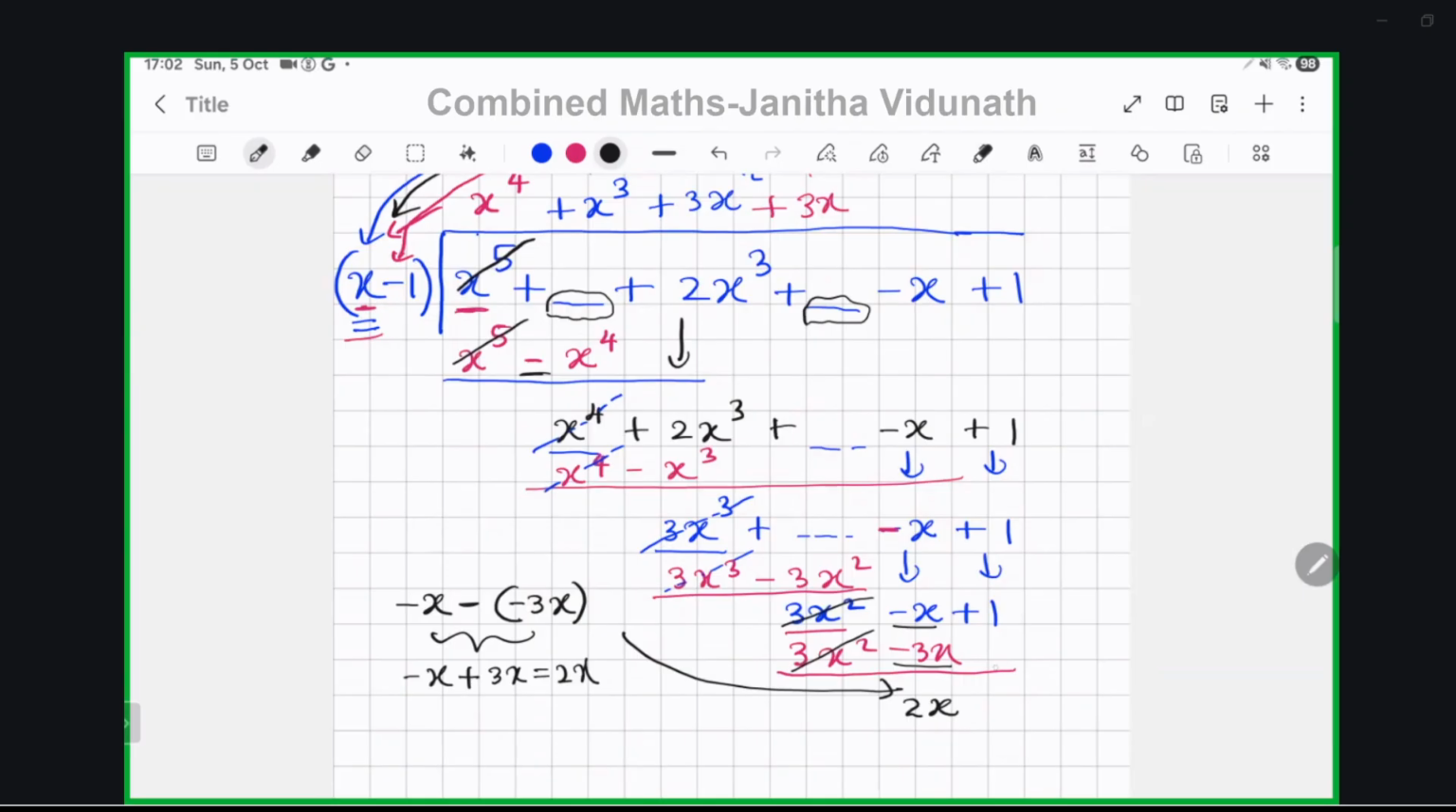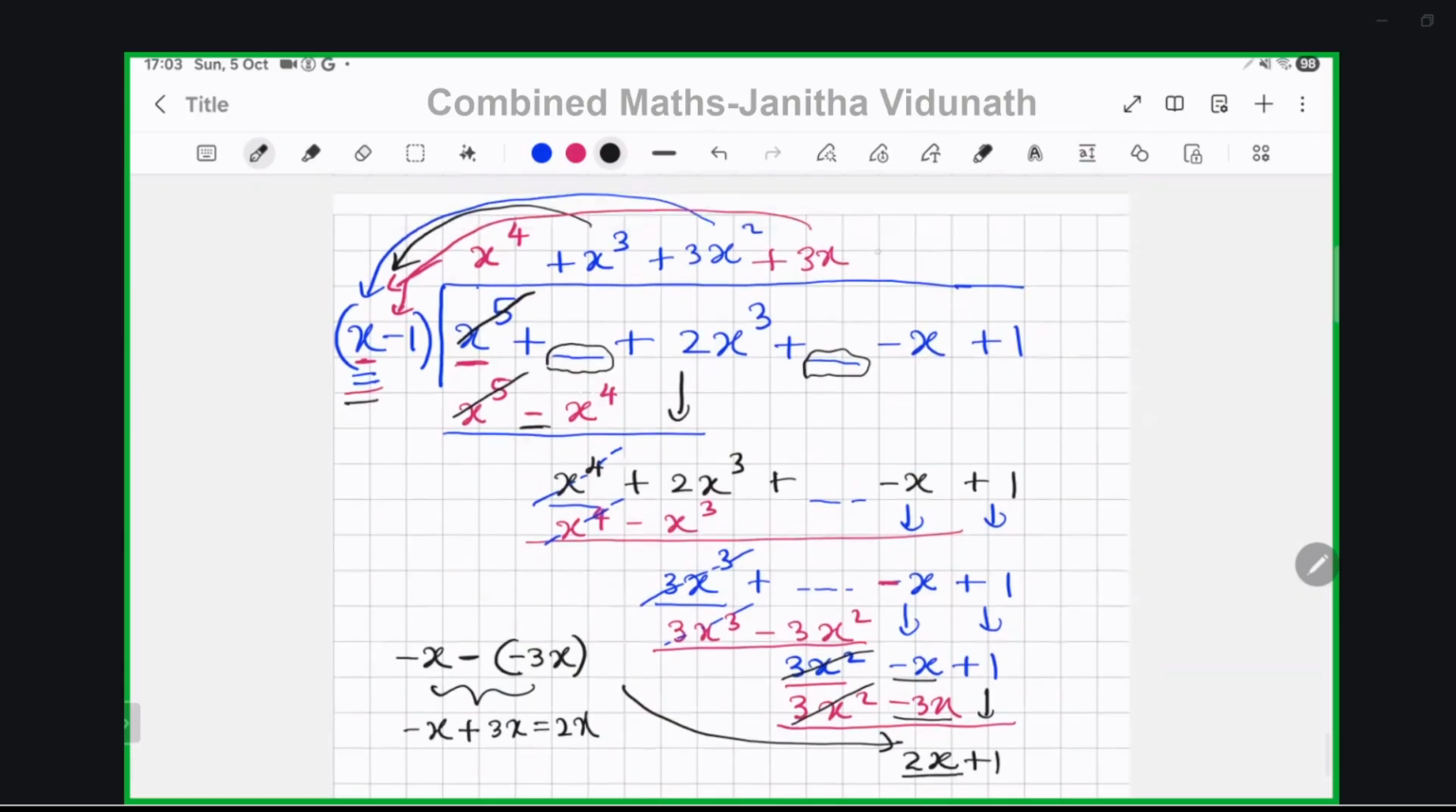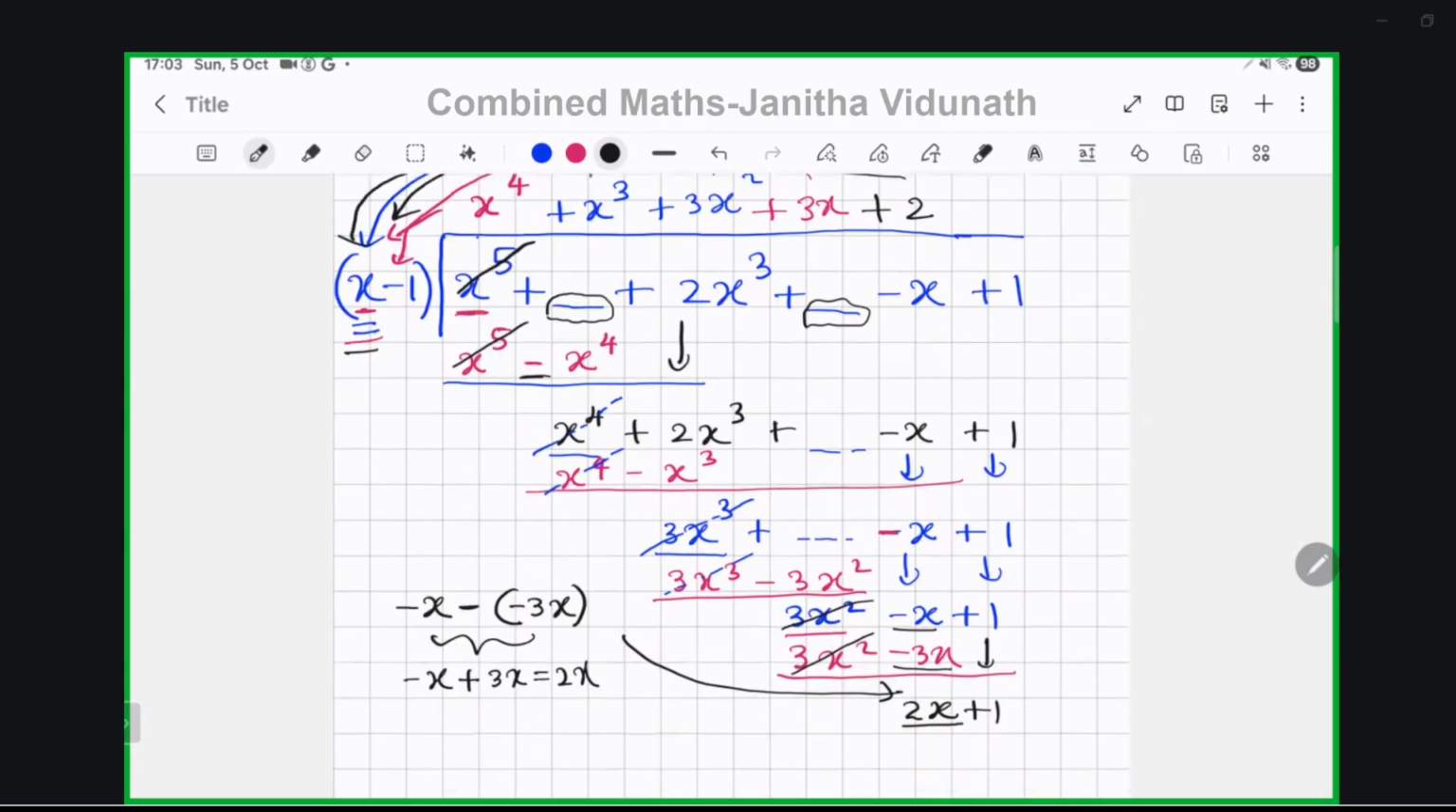Then we need to bring down plus 1. Now we need to divide the leading term with this leading term. Then it will give us plus 2. Then we need to multiply it back with our entire divisor.